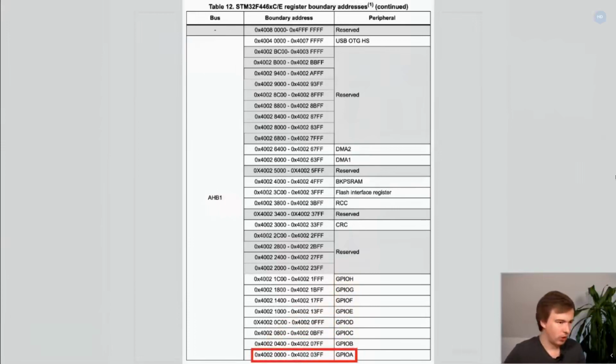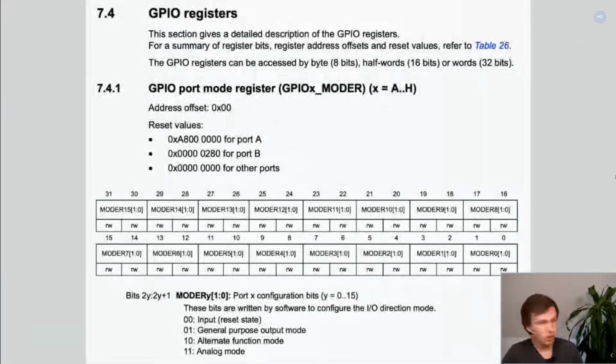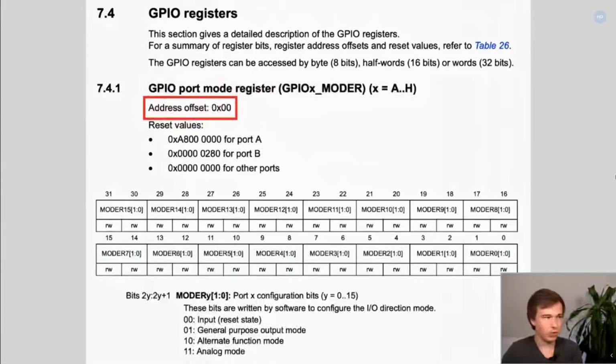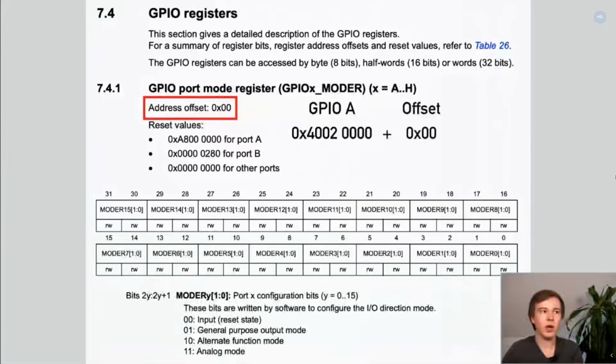And so, for example, GPIO A is at just hex 4002.0000. And if we go into the GPIO register part of the data sheet, we can see that basically there are 32-bit wide registers in the memory that we can use to control it. So for example, if we want to control the mode of a GPIO, we just go to the address offset 0. So for example, we know that GPIO A is at 4002 plus 0, and then we have the address of this mode register.